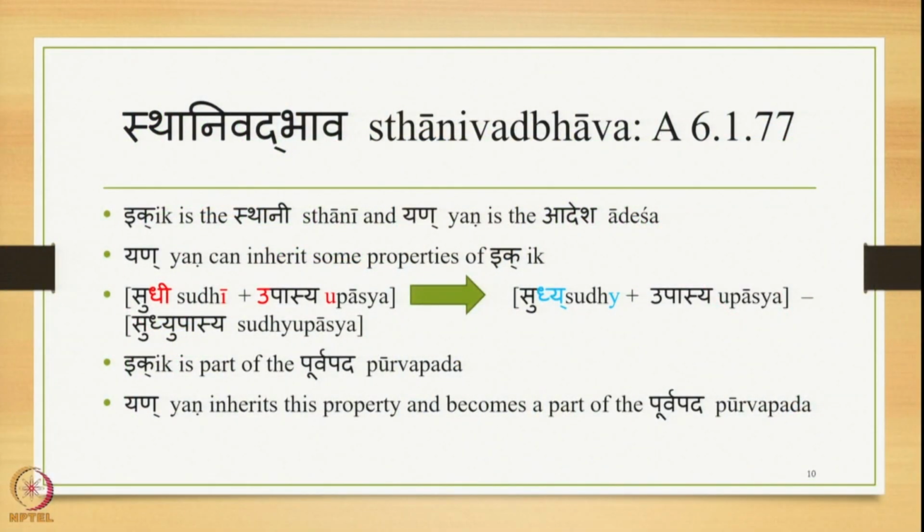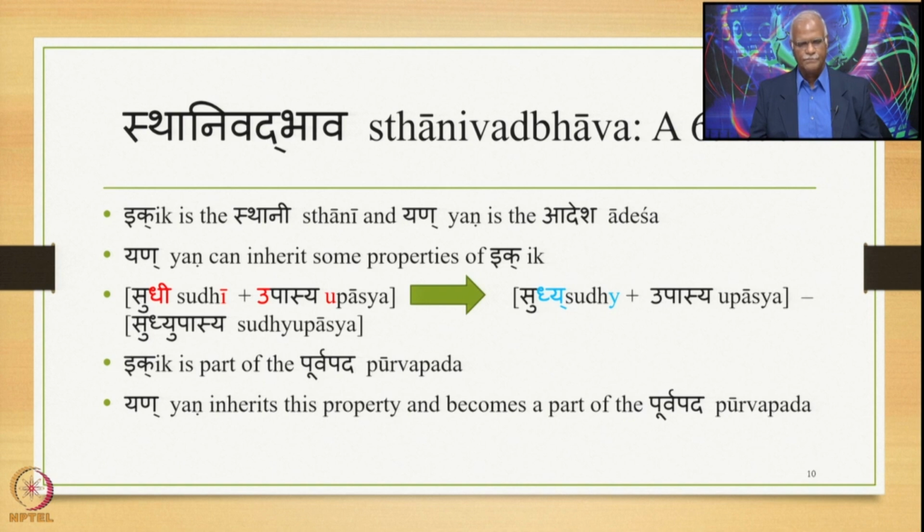Now, let us see how the Sthanivat Bhava is applied to the Yan Sandhi and the Sutra Iko Yanachi. So, we have already noted that Ik is the Sthani and Yan is the Adesha. And Yan can inherit some properties of Ik. So, here we have a compound Sudhi plus Upasya, and because this is a compound that the Samhita is obligatory, so the Sandhi is obligatory.